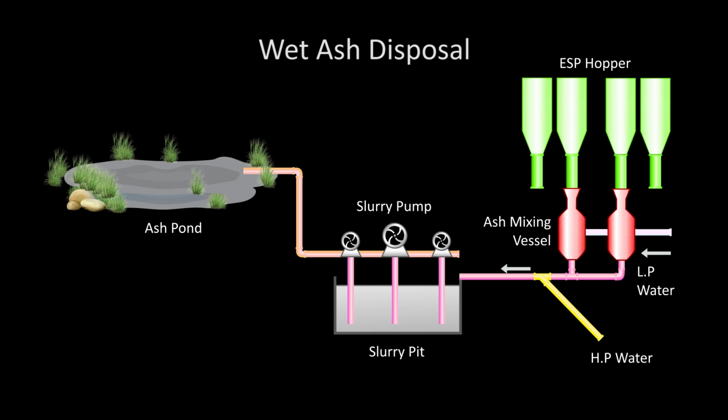Ash handling system. Wet ash disposal. The fly ash carried by the flue gas is collected in the electrostatic precipitator. It is mixed with low-pressure water in the ash mixing vessel to form slurry. The slurry is moved to slurry pit by high-pressure water jet. Then, the slurry is pumped to the ash pond by ash slurry pumps.